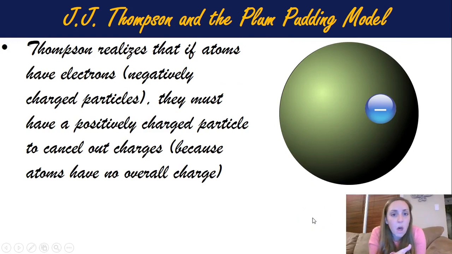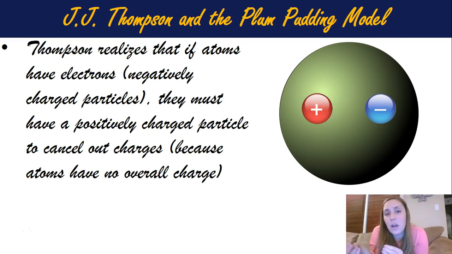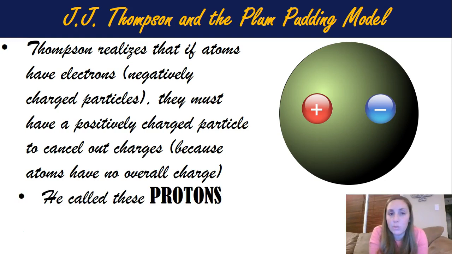At this point, Thomson also realized that if atoms have electrons, which made up those cathode rays, then they must also have positively charged particles because something had to cancel out that negative charge. If each electron is a -1, it needs one something positive to cancel it out. And he called those protons. Now, he didn't really have any evidence about these protons. It just kind of makes sense.